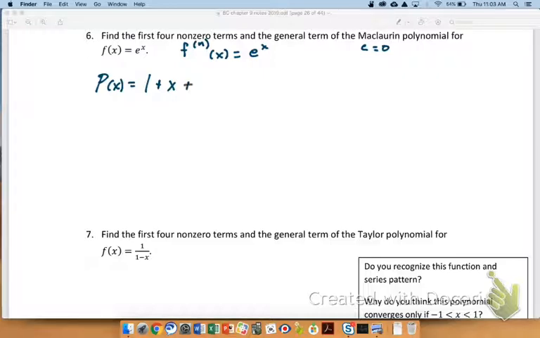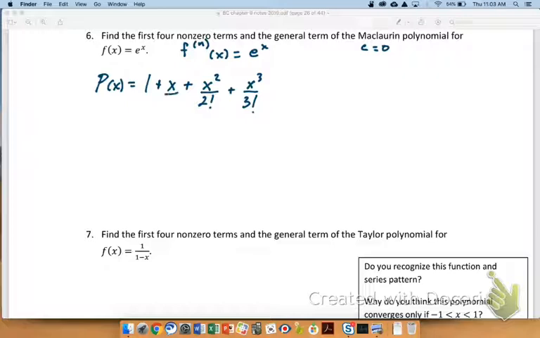So then the next term would be f double prime of 0, which once again is 1. So this would be 1x squared over 2 factorial. And then lastly, for the fourth term here, it would be f triple prime of 0, which again is 1. So there'd be 1x cubed over 3 factorial. And it's at this point that I have the first 4 non-zero terms, so I'm done with that part.